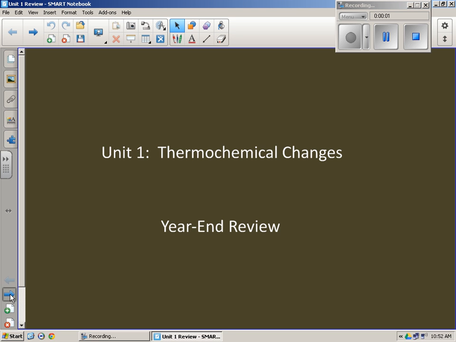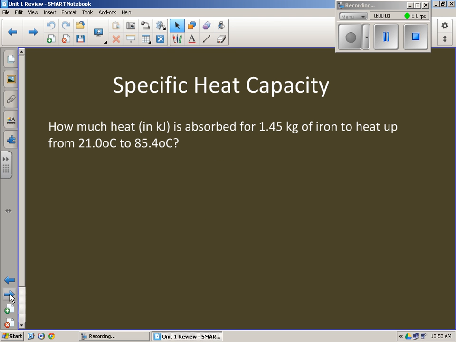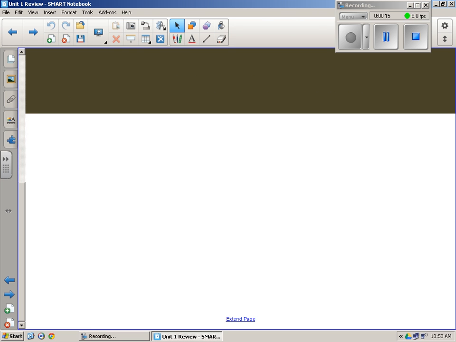Here we go. Specific heat capacity. How much heat in kilojoules is absorbed for 1.45 kilograms of iron to heat up from 21 to 85.4? This wasn't the best color I picked here, of course. I just imported it and it didn't do a very good job. But okay, how much heat?